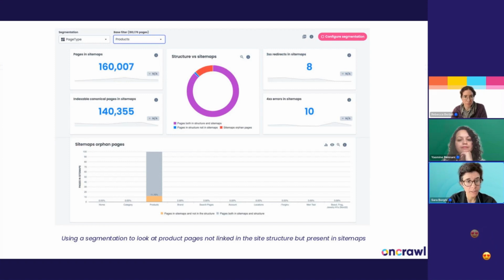We can also look at the product pages that are not linked in the site structure but are present in the sitemap. So again, another very useful one, because obviously we want the sitemap to match the website architecture and vice versa. So especially when it comes to products and in heavy shopping seasons like this one or the upcoming Christmas, it's really important that we have a clean situation in the sitemap and in the structure as well.